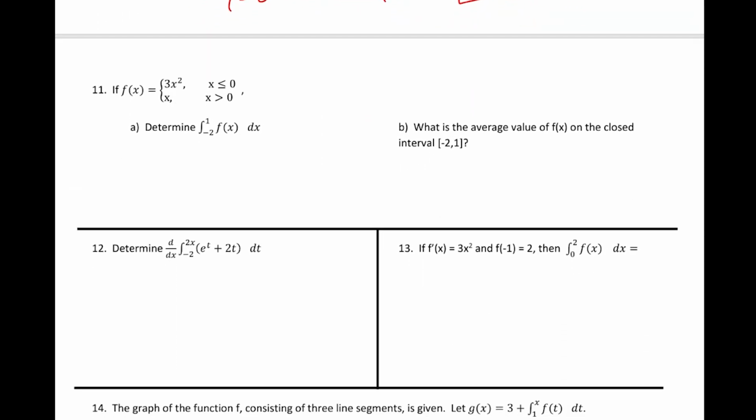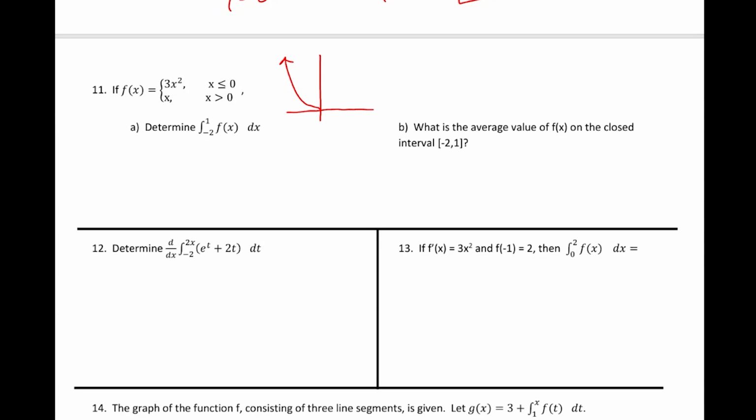Number 11, we've got a piecewise function, 3x squared and x. 3x squared is going to be for when x is less than 0, and x is going to be for when x is greater than 0. So just to get a little visual here, we don't have a calculator, but we know the first one is a parabola. So it's going to essentially do something like this. I'm not going to put any numbers on here. I just wanted to give you a general idea of the shape of this piecewise function.